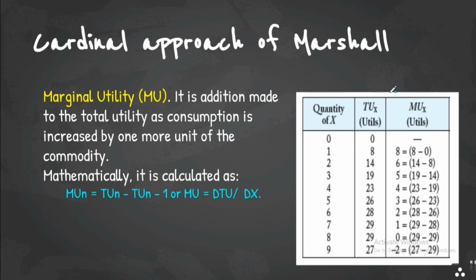So marginal utility is nothing but the utility you derive from consuming that particular unit of chocolate. For example, let me see. You are consuming 6 units of chocolate, right?